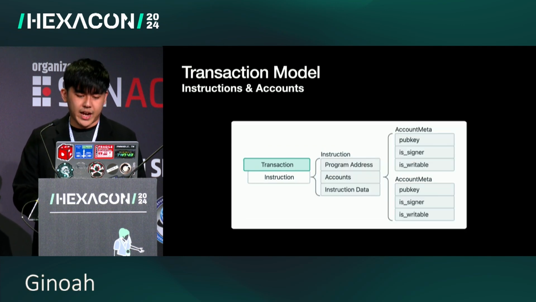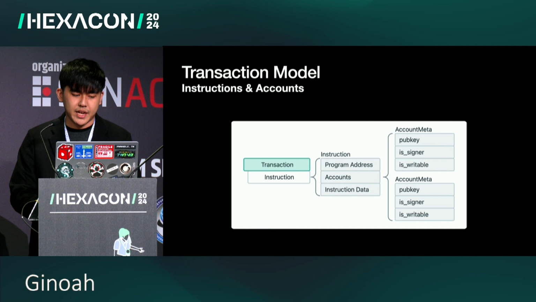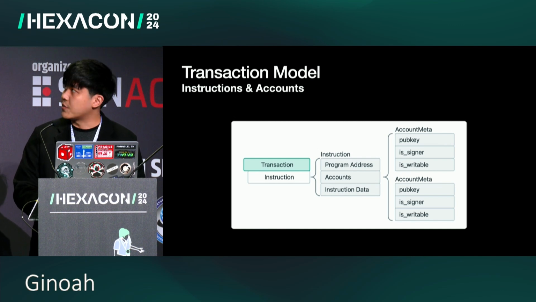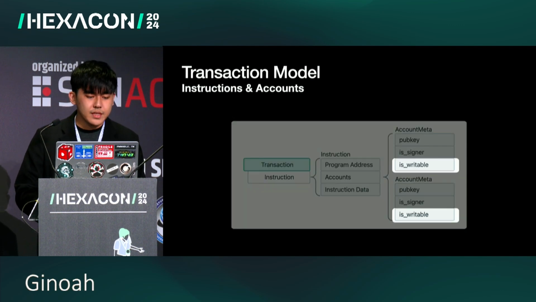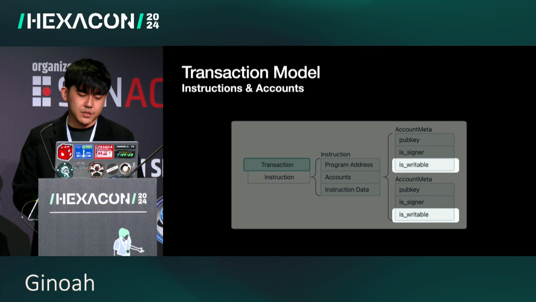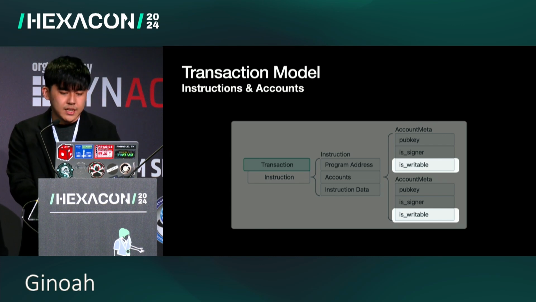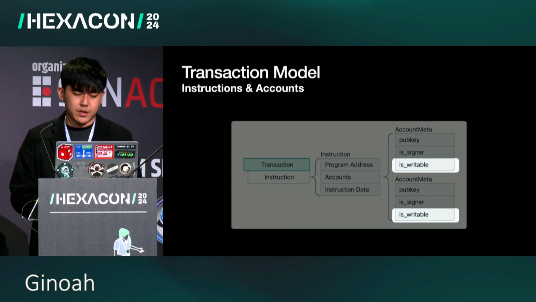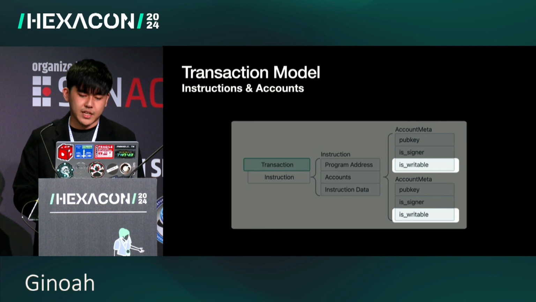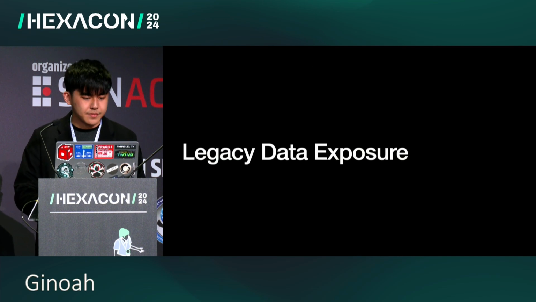Then we have accounts. In a transaction, we have to specify all the accounts that might be accessed during the execution of all the instructions. These accounts are split into two sets, a read set and a write set. This marks them as read-only or writable, allowing Solana to execute non-conflicting transactions in parallel.